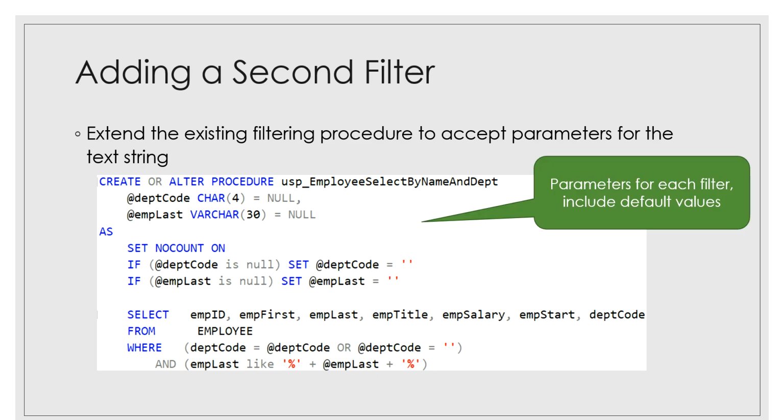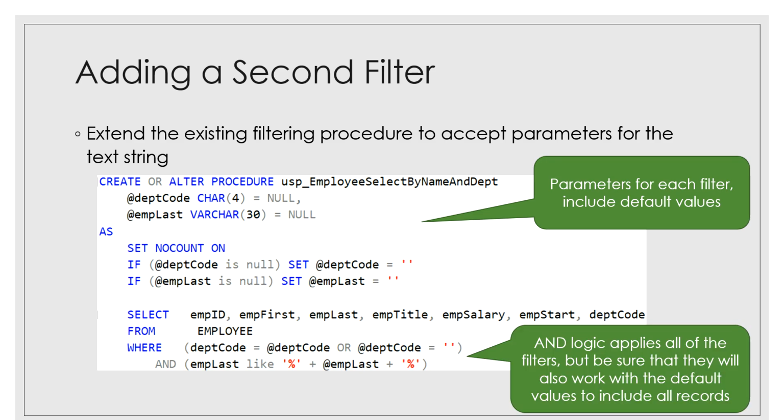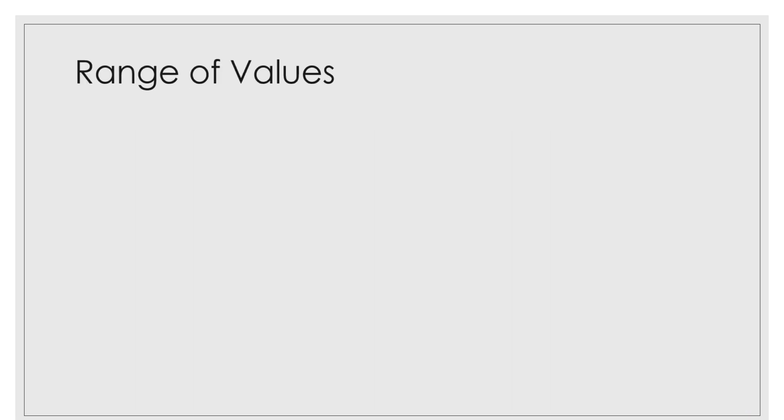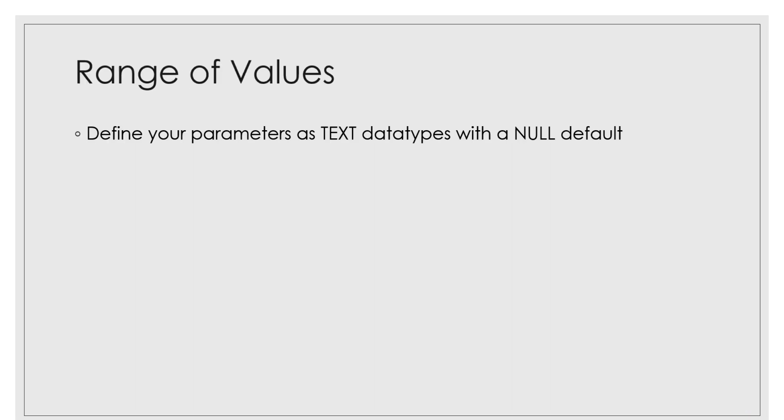Okay, right? So the parameters for each include default values, and we're setting those up. We're just using empty strings in this case. The AND logic applies to all the filters, but we want to ensure that they will also work with the default values and so on. All right. Our third case, ranges of values.